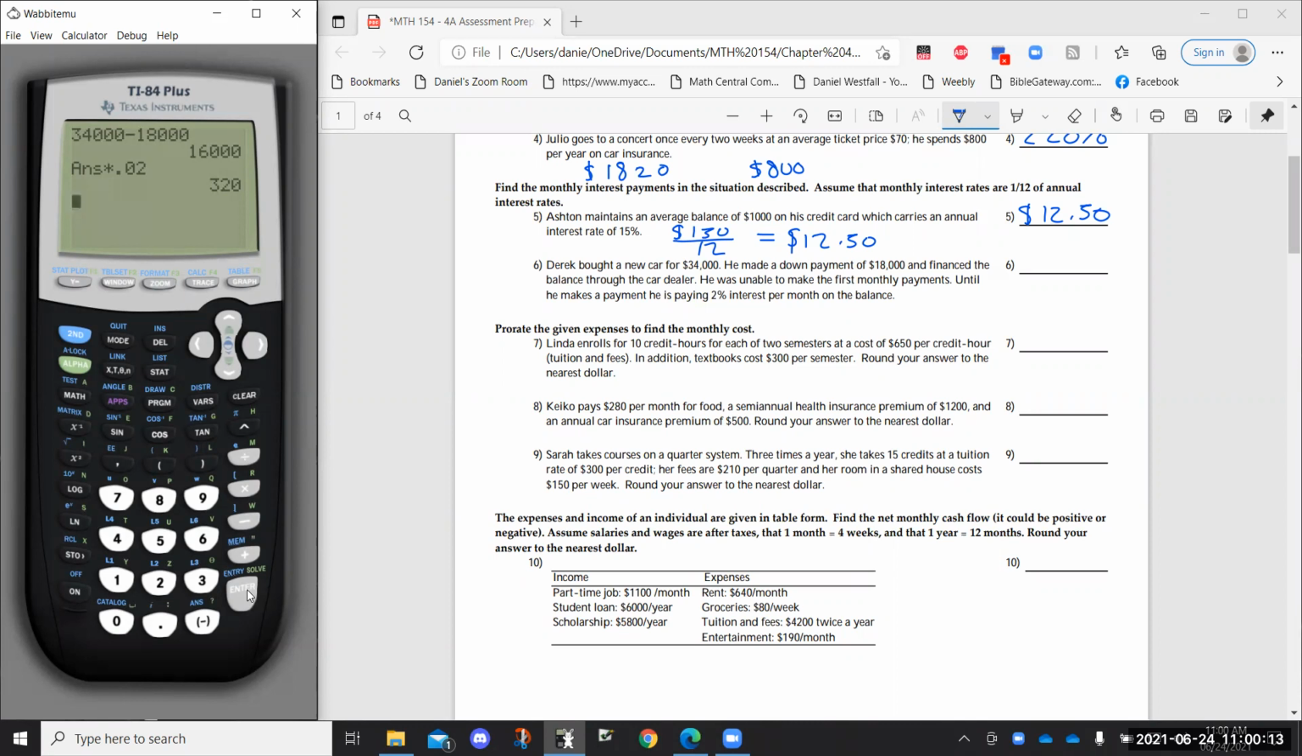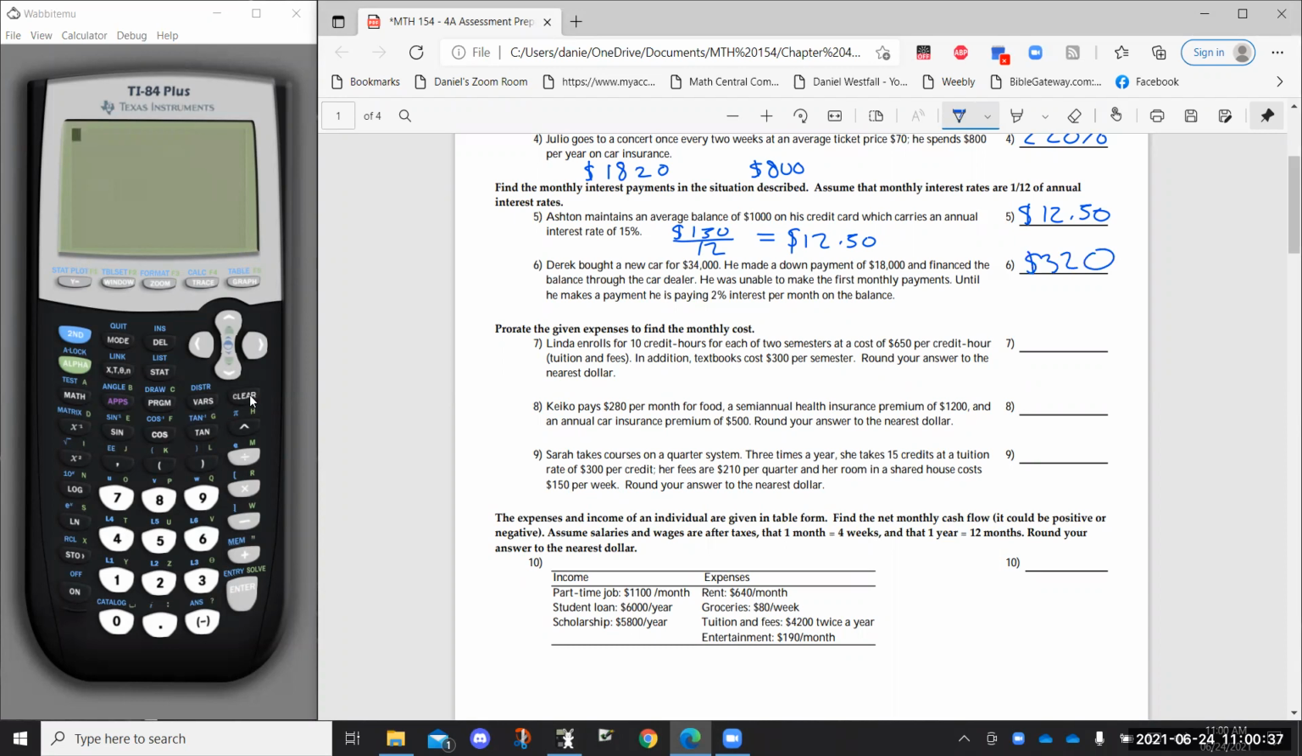Because it's saying that 2% is a monthly interest rate, not an annual interest rate. So that's why it's $320. All right. Go back and read the prompt. Okay. All right.